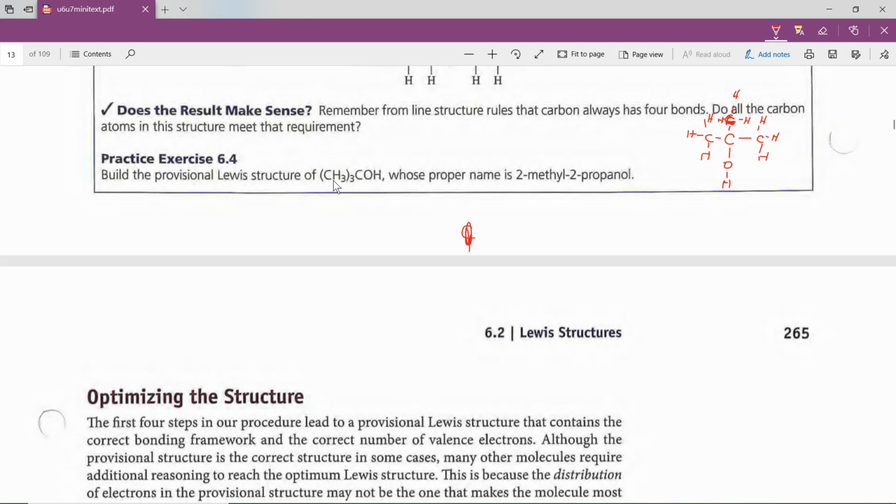Let's count how many carbons. 4 carbons. Yeah, I got 4 carbons. How many hydrogens? 10. 3, 6, 9, 10. Good. How many oxygens? 1. So there's my Lewis diagram for that.